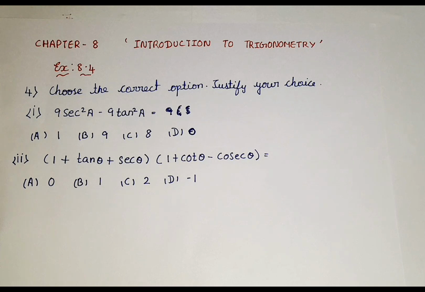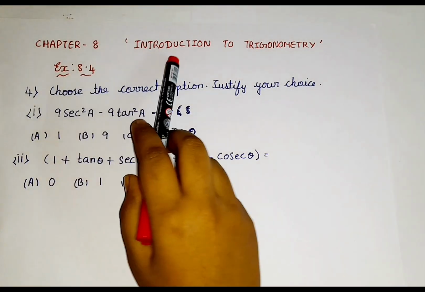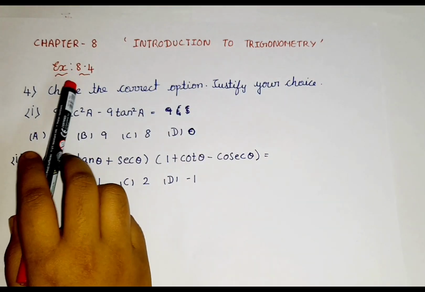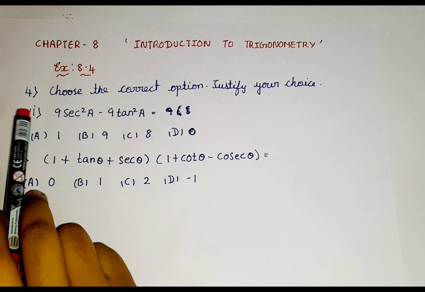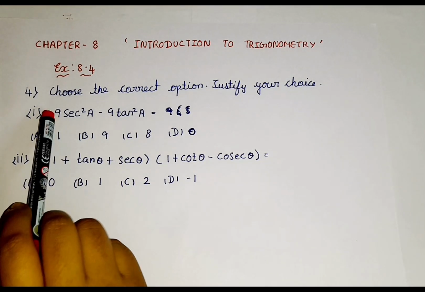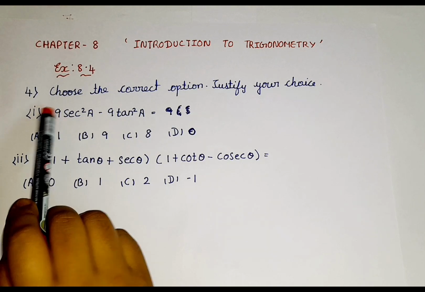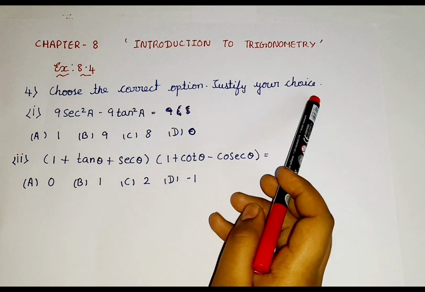Okay, now let's get into the video. Today we are going to be learning Chapter 8 Introduction to Trigonometry, Exercise 8.4, fourth question. In this video we are going to be focusing on two subdivisions. So let's read the question. Choose the correct option, justify your choice.